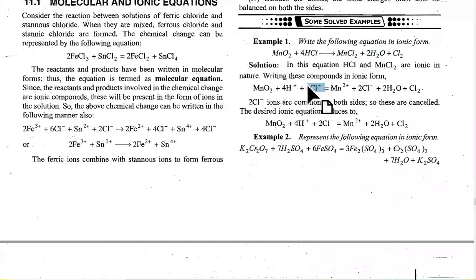Here we got 4Cl minus ions from 4HCl, and here we got Cl2. So Cl2 cannot be cancelled with Cl minus. Please remember. Okay, so in the ionic equation we have to write MnO2, 4H plus and 4Cl minus. From the right hand side cancel 2Cl minus ions, so remaining is only 2Cl minus on the left hand side, and the right hand side is Mn2 plus. Cl already got cancelled, we have to write 2H2O and Cl2. So this is the ionic form of this molecular equation.